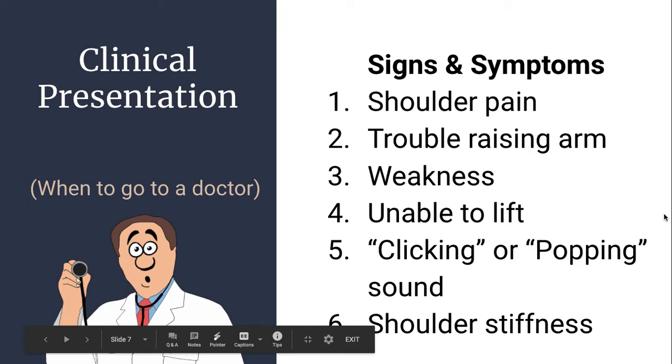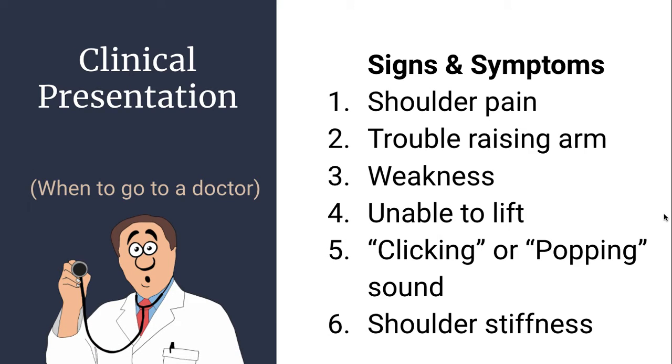So when should one go see a doctor? The number one symptom of a rotator cuff tear would be shoulder pain, but patients also experience weakness in the shoulder, trouble raising their arm, unable to lift things they normally would be able to lift, a clicking or popping sound of the shoulder, and shoulder stiffness.